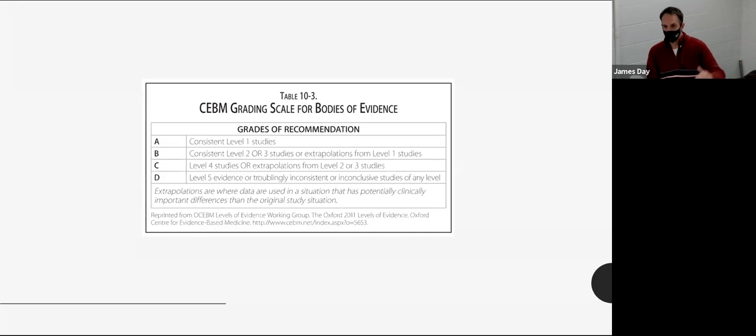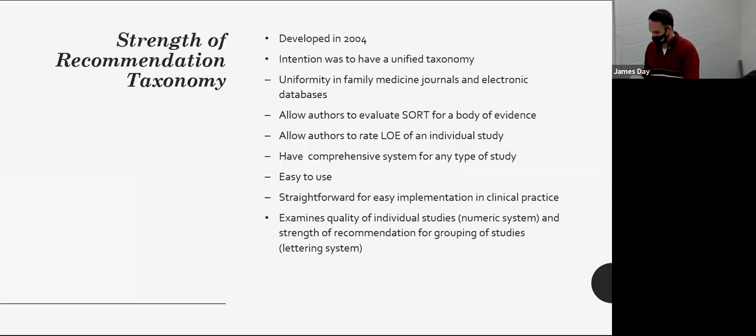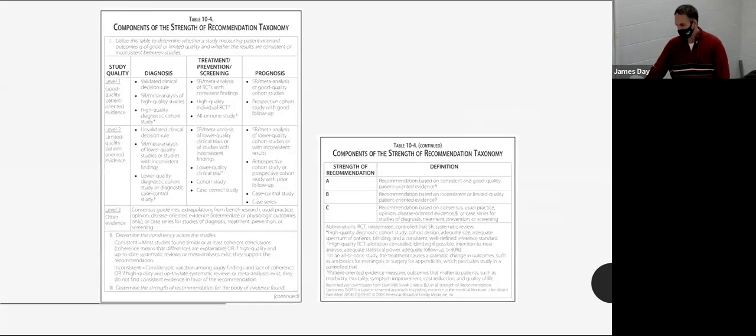Follows pretty simply. A is consistent level 1 evidence. B is consistent level 2 evidence or inconsistent level 1 evidence, but trending in a specific way. C is level 4 evidence or inconsistent level 2 and 3. And then D is level 5, inconclusive or absent. Okay. We will look at this more when we get there. All right.